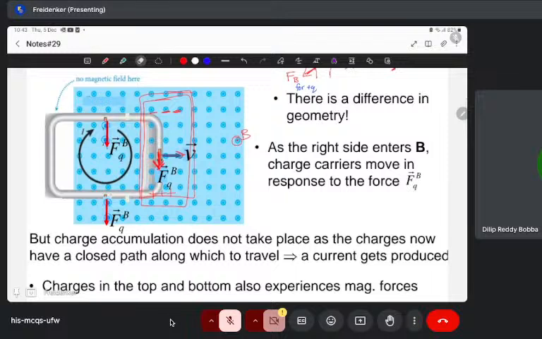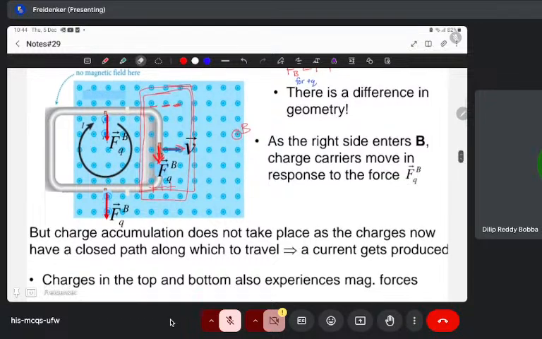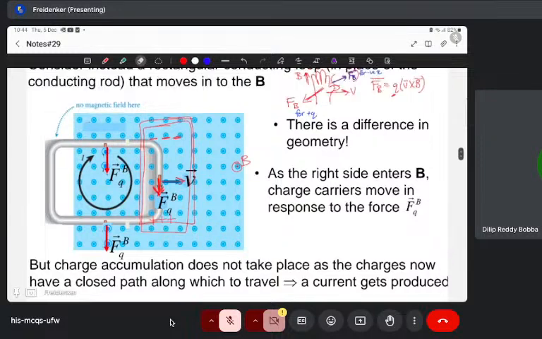So the effect of EMF. So this phenomenon is EMF. So you're inducing some. We will see, we'll come to that. Inducing in the sense, here there is a conducting rod that's moving in a magnetic field. We will come to the EMF part later, but we'll just go on with this.